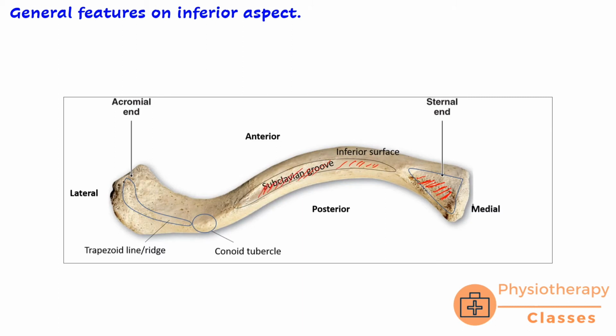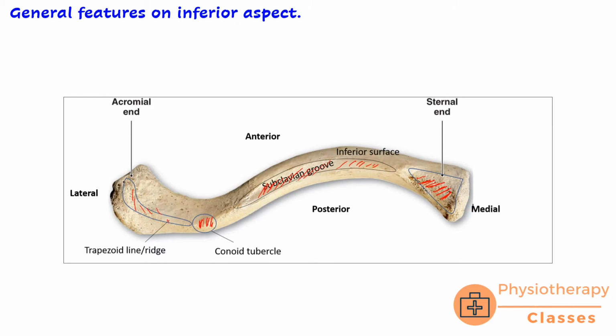Then the third thing, now come to the lateral side. So you have a rough impression on the medial side, you have a groove in the middle of the shaft, and on the lateral side of the clavicle, on the inferior surface, what you find? You find a bony prominence that is a tubercle. This tubercle is known as conoid tubercle. And from the conoid tubercle, if you see here, going anteriorly and laterally, you have a ridge. And this ridge is known as trapezoid ridge.